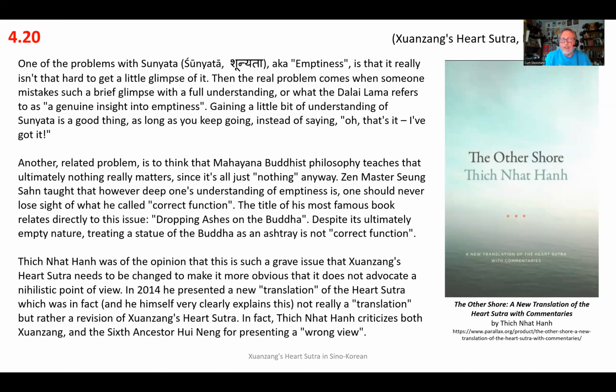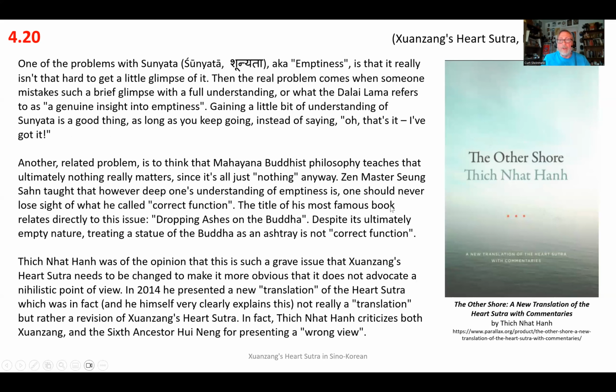And when he came out with his new translation of the Heart Sutra, it was actually a slight rewriting, a revision of the Heart Sutra. He makes this very clear, even though he repeatedly refers to it as a translation, he also makes it clear that he's actually changing it a little bit, because he doesn't want people to fall into a nihilistic view of things because of all this emphasis on emptiness, which is a reasonable concern, and all the things that he says about it are very good.